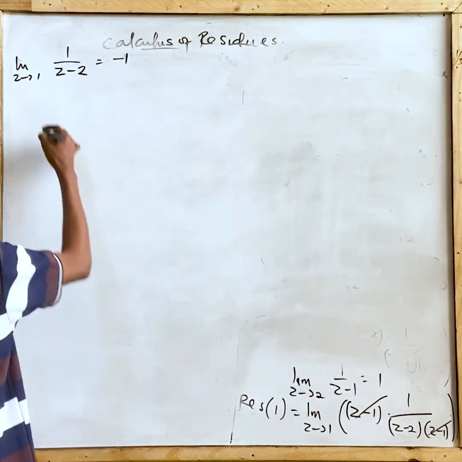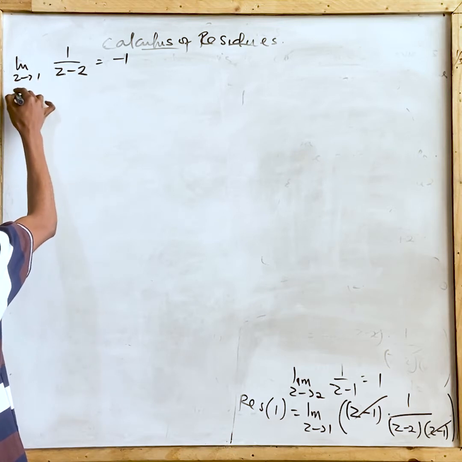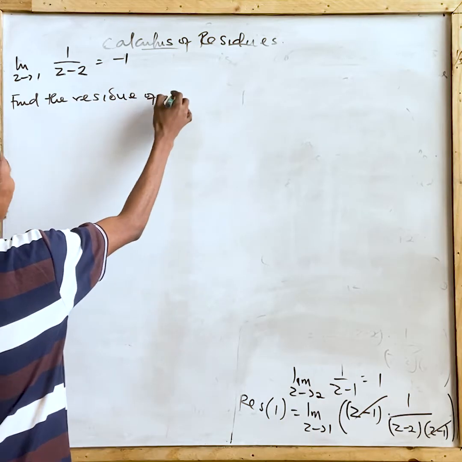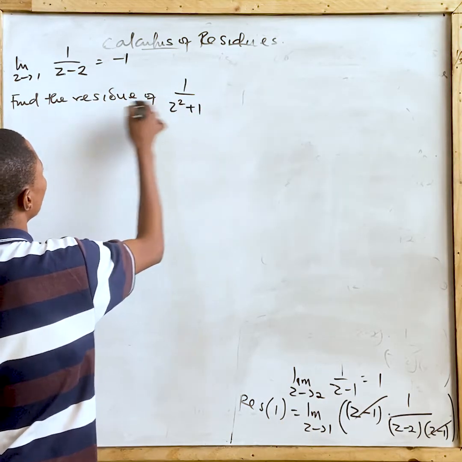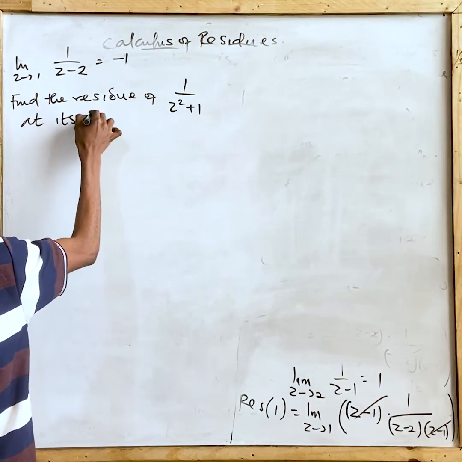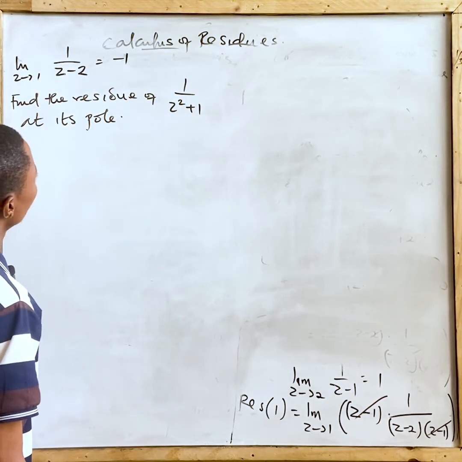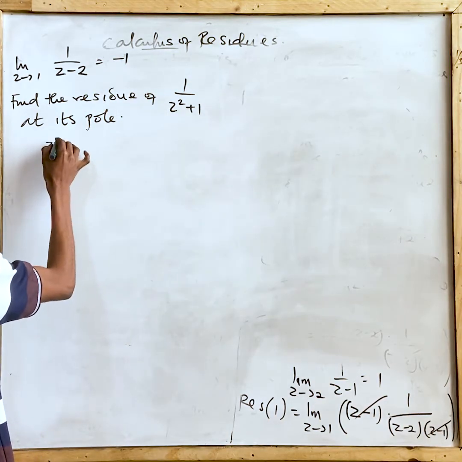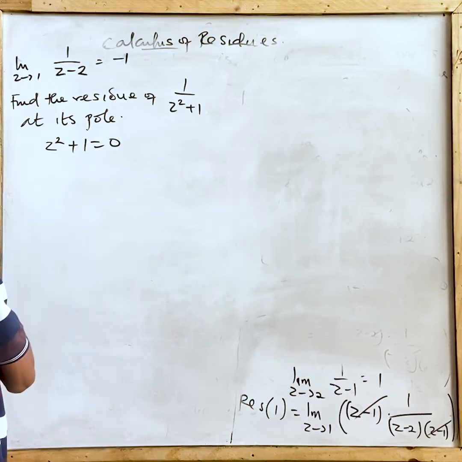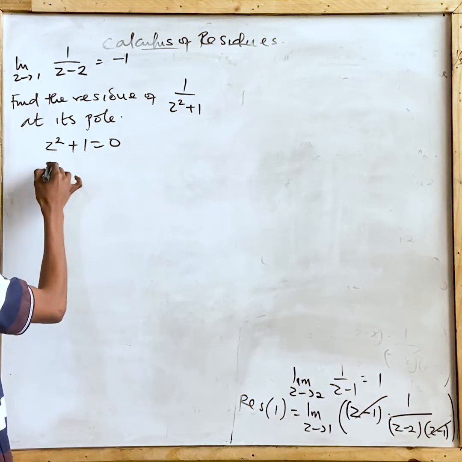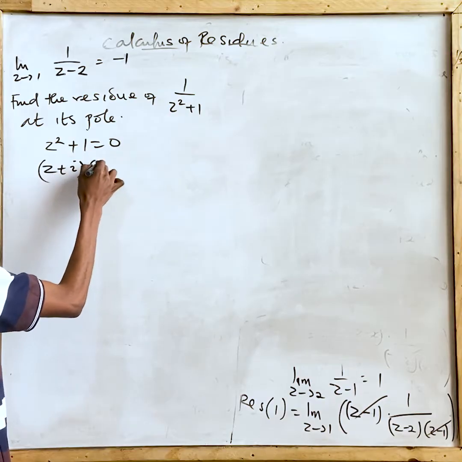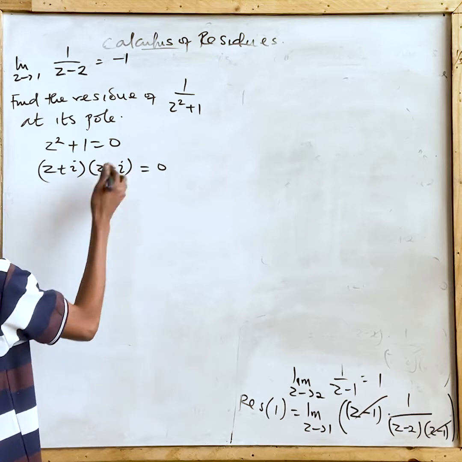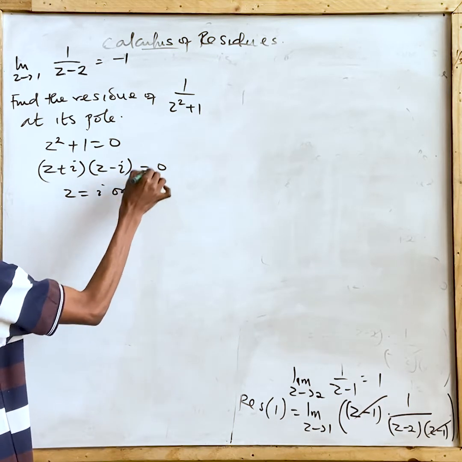So, find the residue of 1 over (z squared plus 1) at its poles. What are the poles of this one? The poles are where z squared plus 1 equals 0. We can factorize this as a difference of two squares: (z plus i)(z minus i). So if (z plus i)(z minus i) equals 0, then z equals i or minus i.